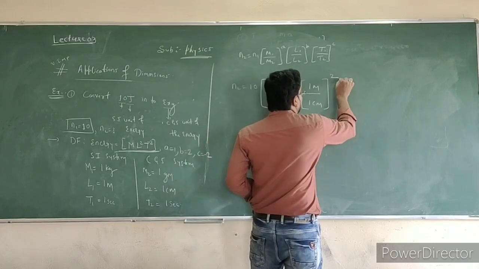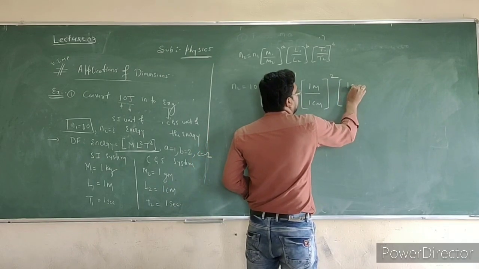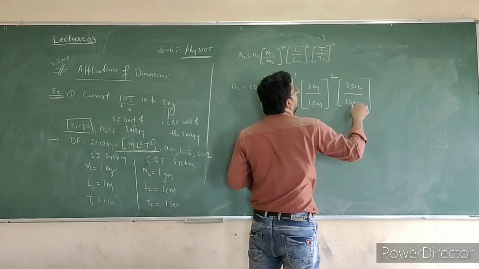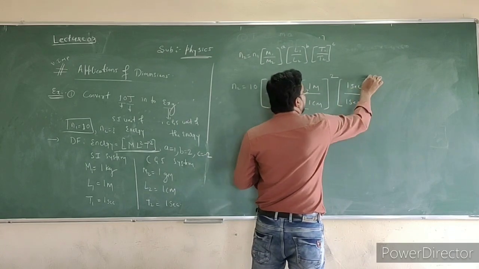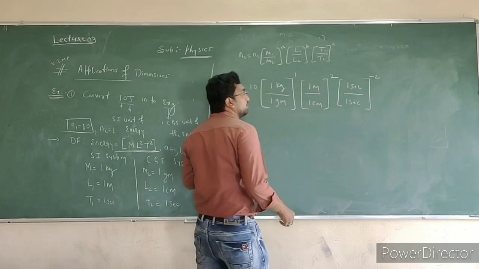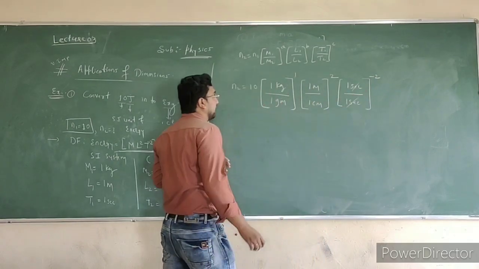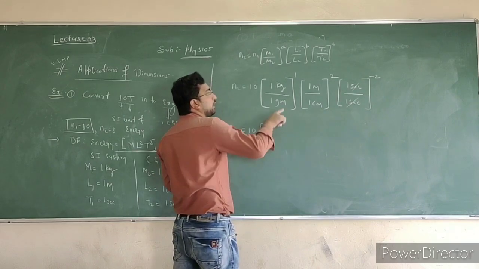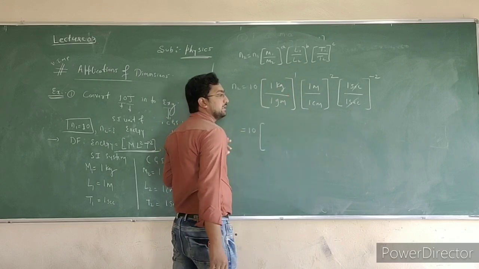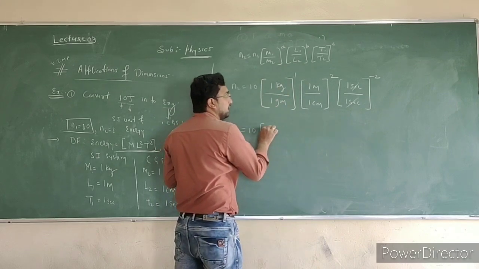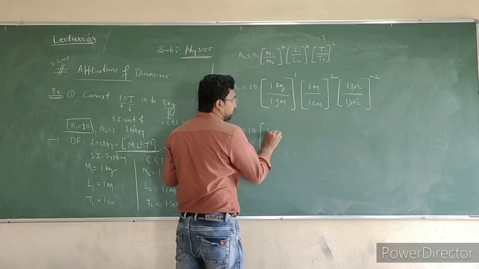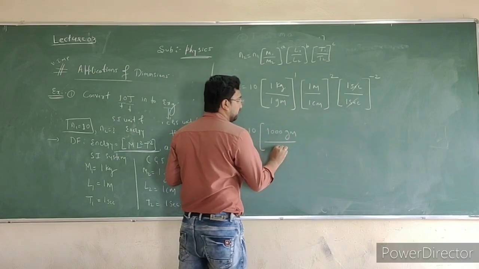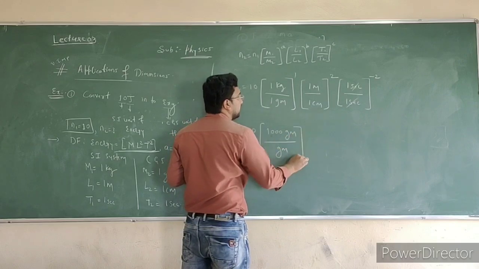Similarly, T1 value in SI system is 1 second, in CGS system is also 1 second. The C value is minus 2. So these two terms get cancelled. So next step, this is done as it is. Here we are converting SI system to CGS system. So 1 kg is equal to 1000 gram divided by gram. So the power is 1.